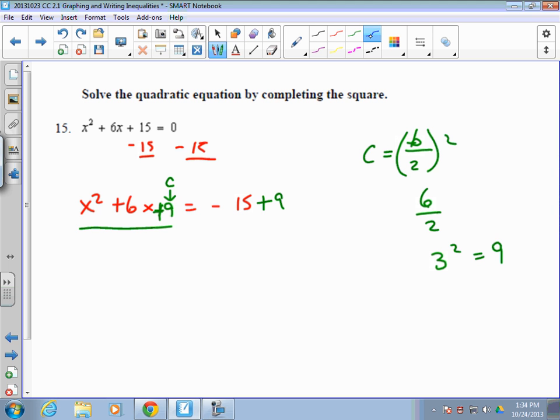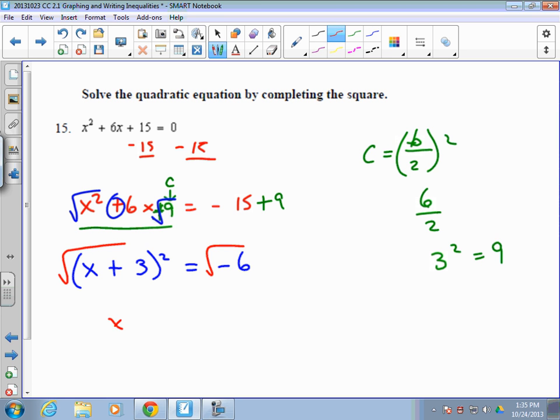Take the square root of the first one, x squared, and you get x. Take the square root of 9 and you get 3. This tells you that there's a plus between them. So x plus 3 squared equals negative 15 plus 9, which is negative 6. So now let's undo squaring something by taking the square root of it. If you take the square root of the left side, do the same thing to the right. x plus 3 equals the square root of negative 6.